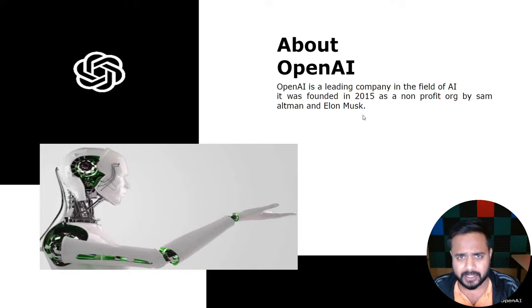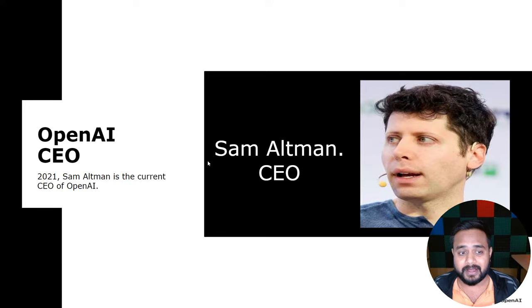Now here in the next slide, I have kept the name. He's the CEO of OpenAI, Sam Altman. And I think you know about Sam Altman. He was fired by the OpenAI board. We'll talk about that also, what might be the reason behind that. So we'll discuss that as well.